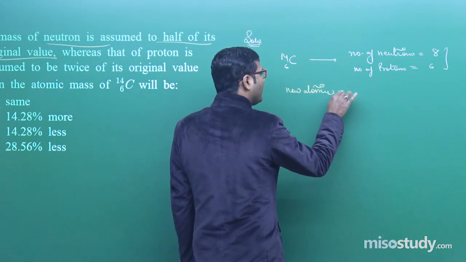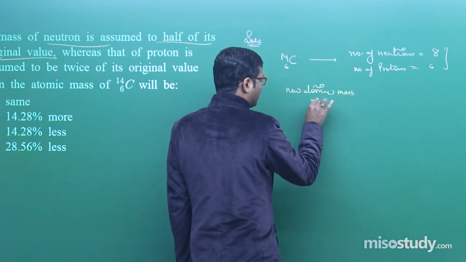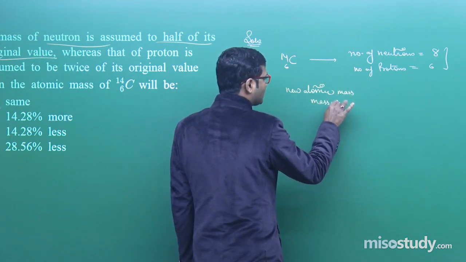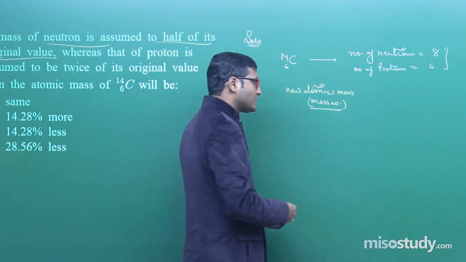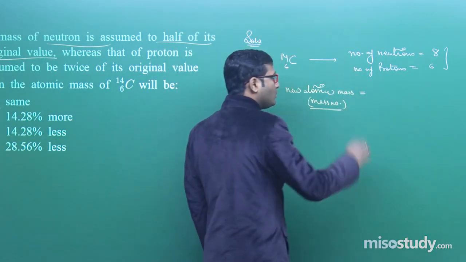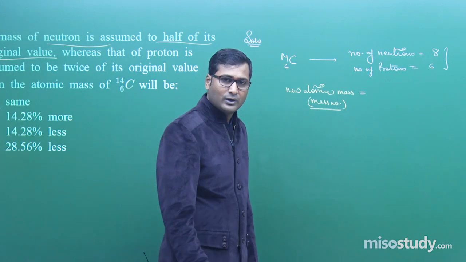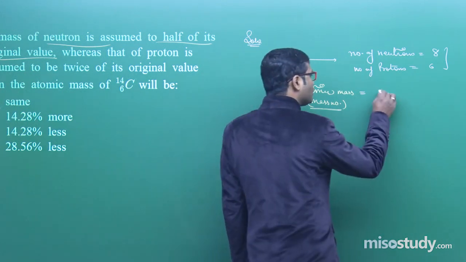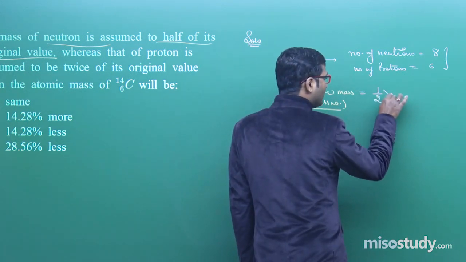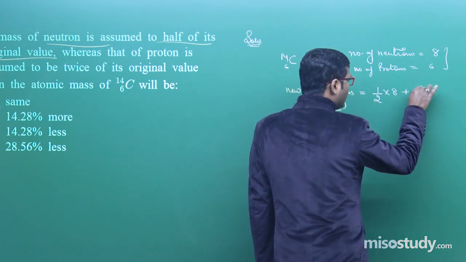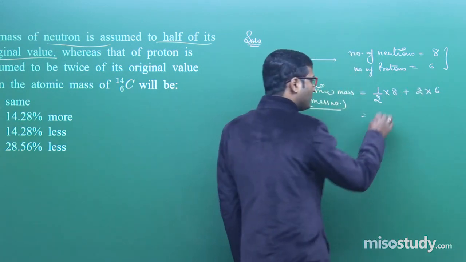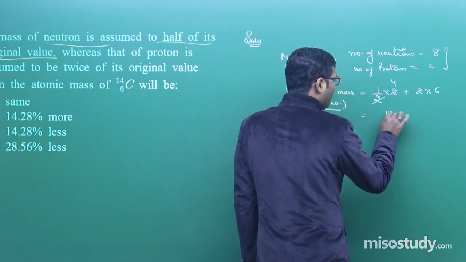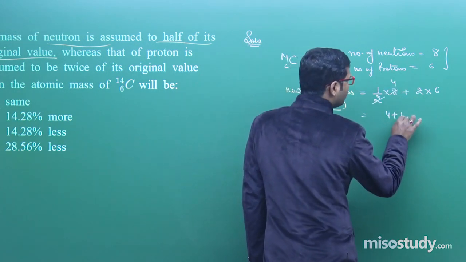We know atomic mass comes in fraction, but mass number cannot come in fraction. So I am taking the mass number. Mass number is equal to the number of neutrons plus the number of protons. Now here the neutron is reduced to half, that is 1 by 2 into 8, and protons get doubled, that is 2 into 6.